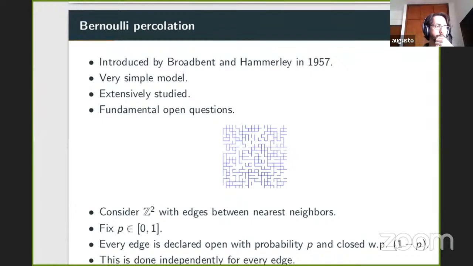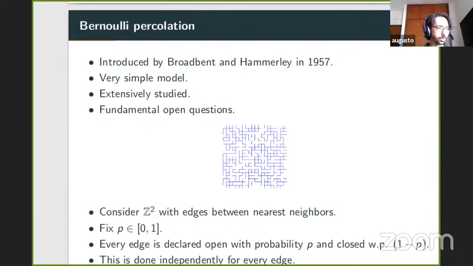So the model was introduced in '57 by Broadbent and Hammersley. It's a very simple model. We're going to define it now. It has since then been extensively studied, and it still has some very, very basic and difficult open questions.